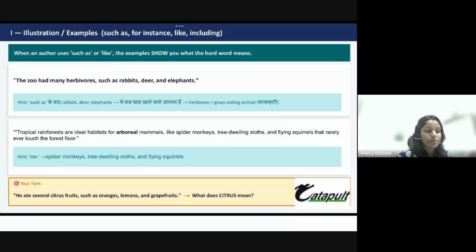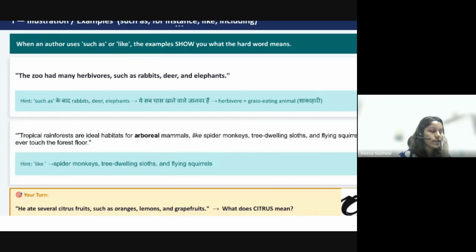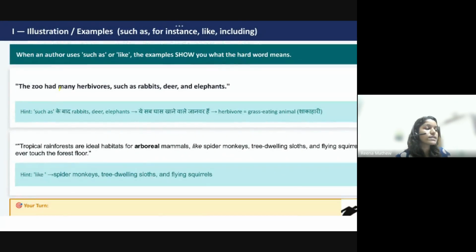Please read the Hindi translation as well. I've included translations from this slide. So first is the example strategy. That is when you use words like such as, for instance, like, including. You are giving more examples. So behind these phrases, there will be a difficult word. Even if you don't understand, identify the category of the words that come afterwards.